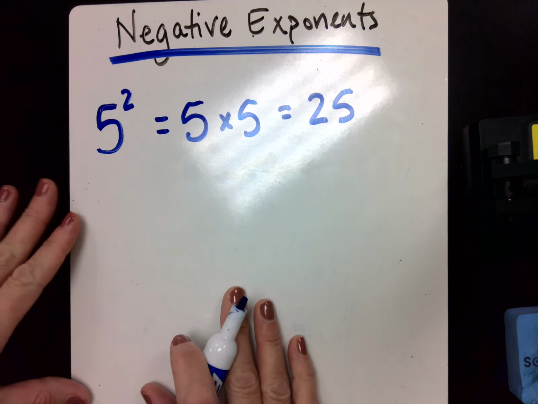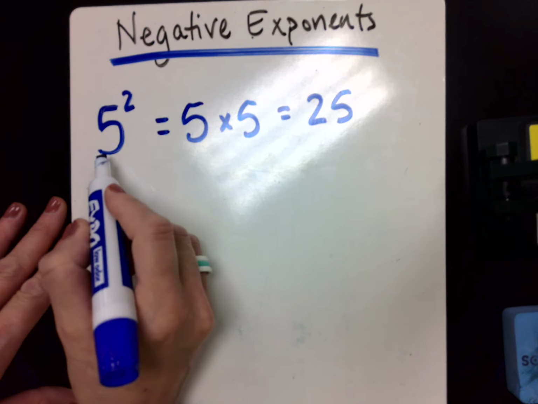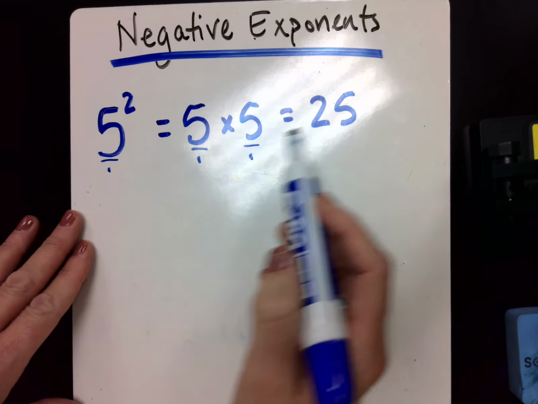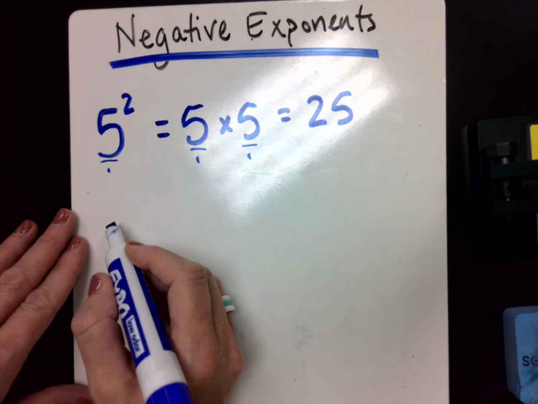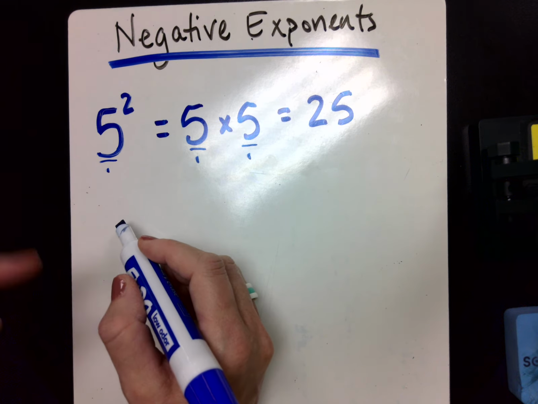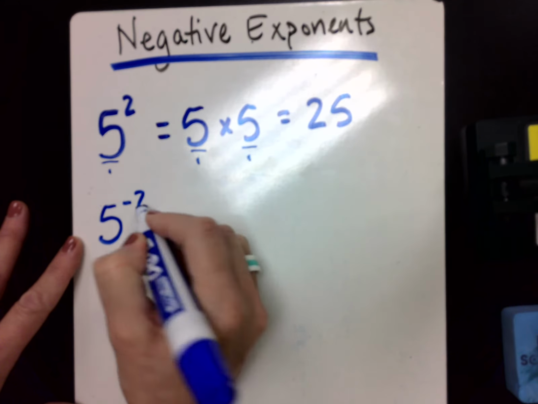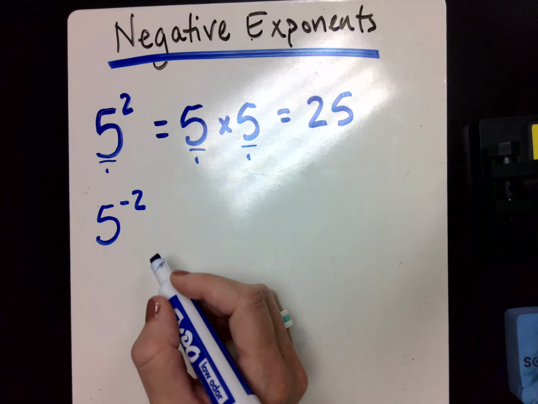So let me show you how that works. In this particular problem here, all of these 5s really have a 1 underneath them. So all the numerators are getting multiplied and the denominators. In negative exponents, you're actually going to flip your base. So if I have 5 to the negative second power, I'm going to be dividing by the 5 squared.